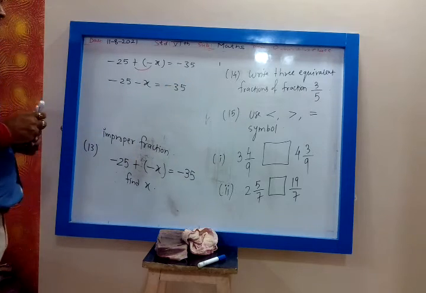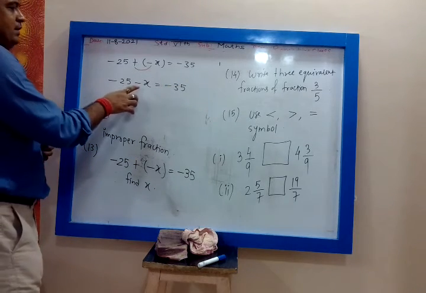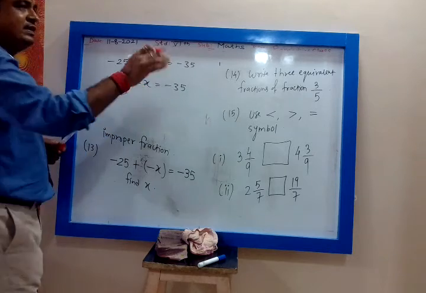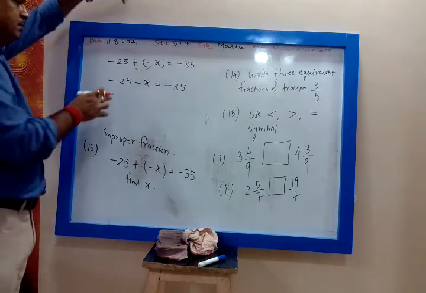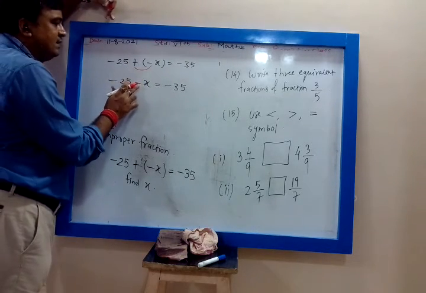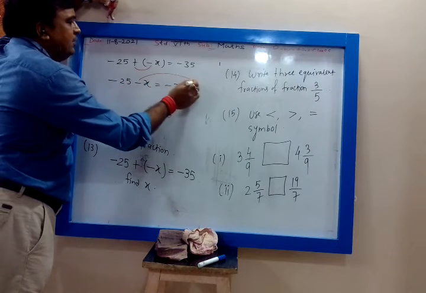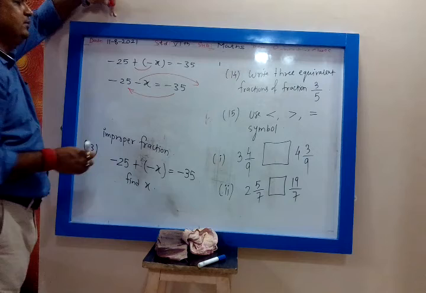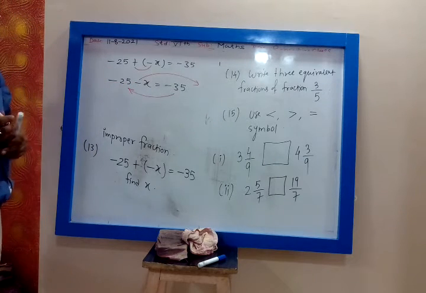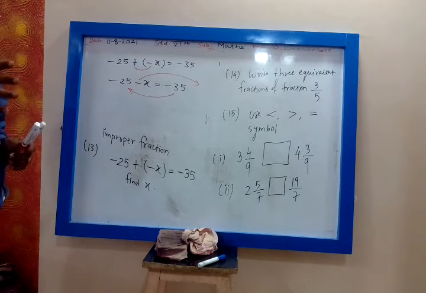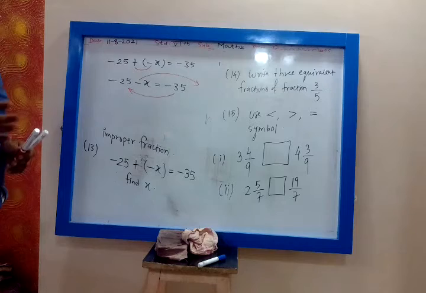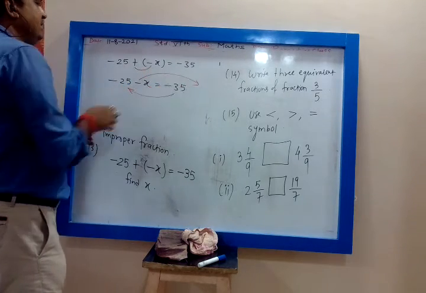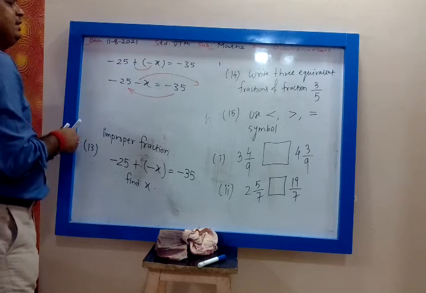Now see, Parth. In the earlier question, this was plus x, so I did not take x to the other side. But in this question it is minus x. So minus x I will take to the right side, and minus 35 I will take to the left side. Okay, because this is minus x. In the previous question it was plus x, so I was not taking x to the other side. But now it is minus x.